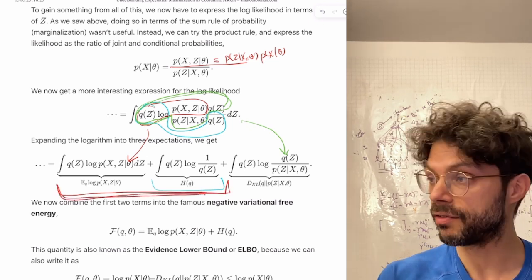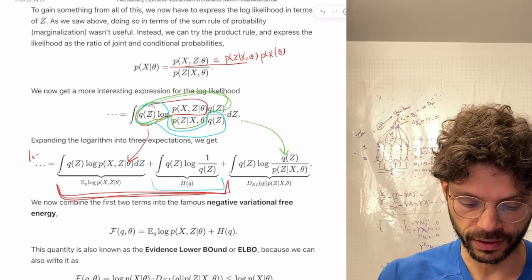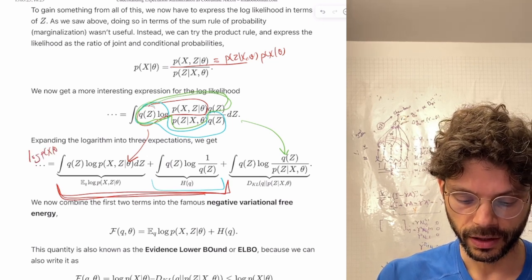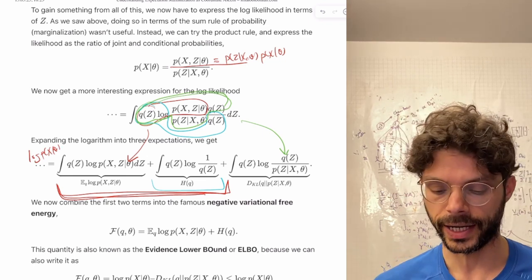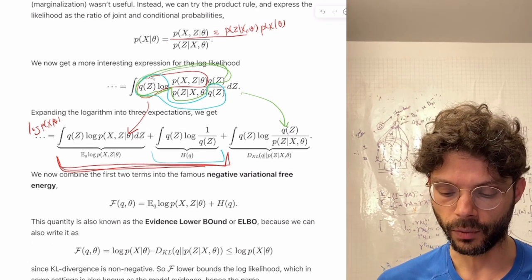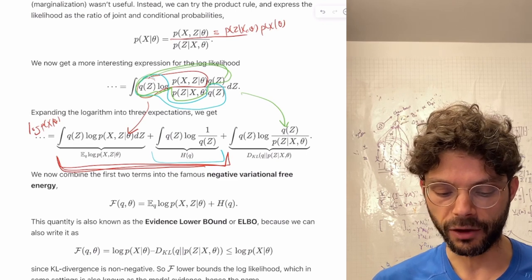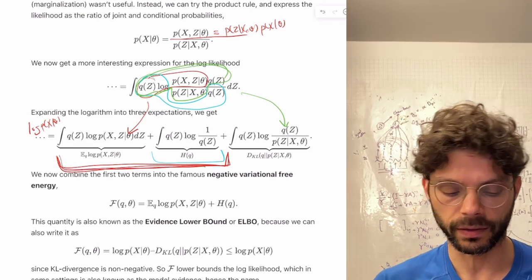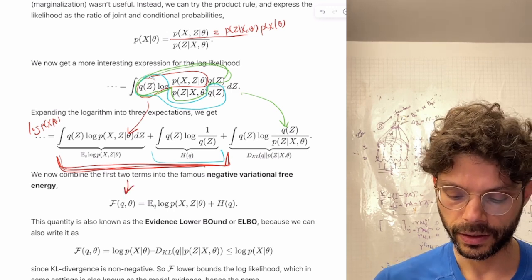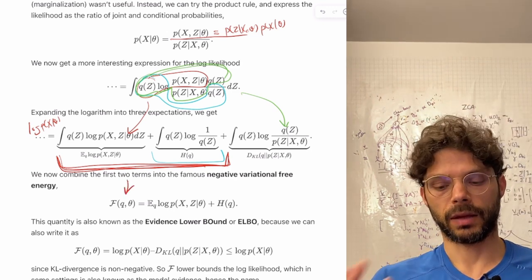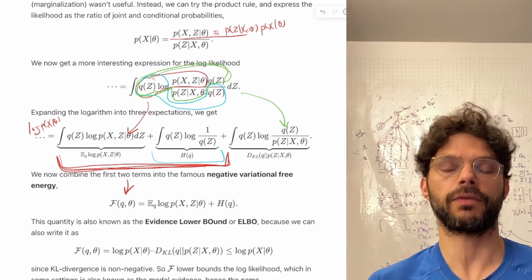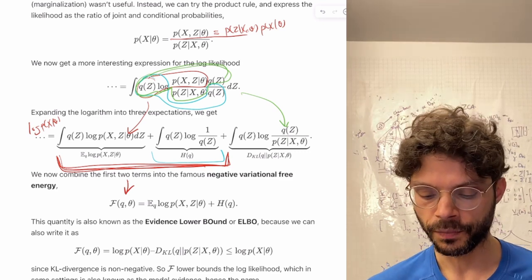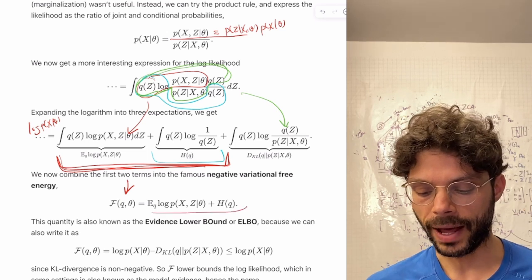So on the left side here, just make sure we've got log p of x given theta. So we're just writing an expression for the log likelihood. And now we've said, well, if we pack this quantity up and give it a name, it's the negative variational free energy, for reasons that come from physics. We're going to pack it up like this.